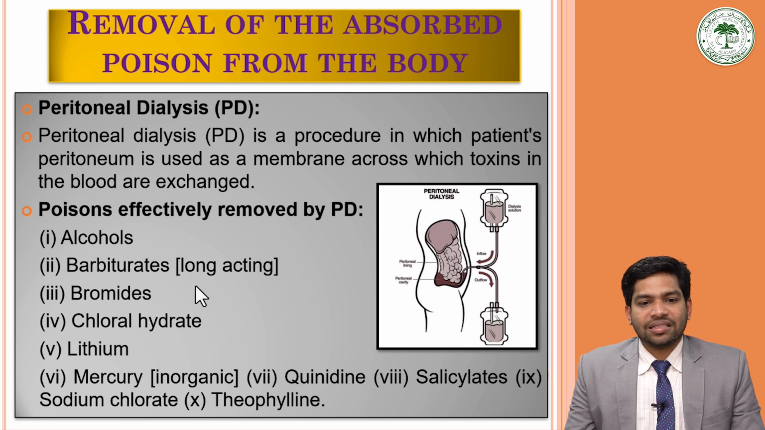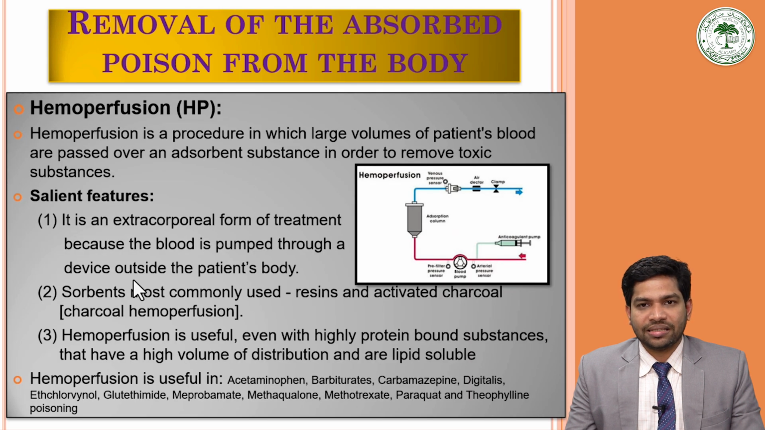Then the poisons that are effectively removed by peritoneal dialysis include alcohol, barbiturates, bromide, chloral hydrate, lithium, mercury, quinidine, salicylate, sodium chlorate and theophylline. These are the compounds which can be effectively removed through peritoneal dialysis.